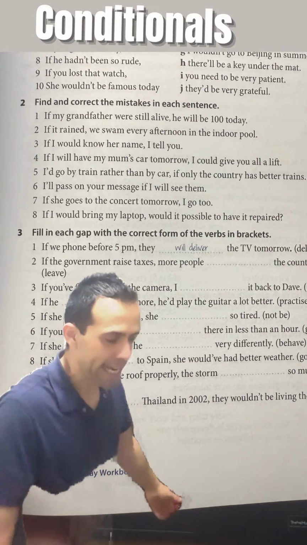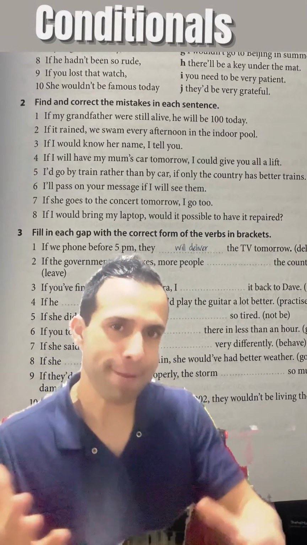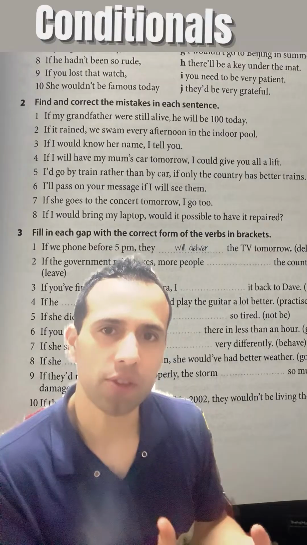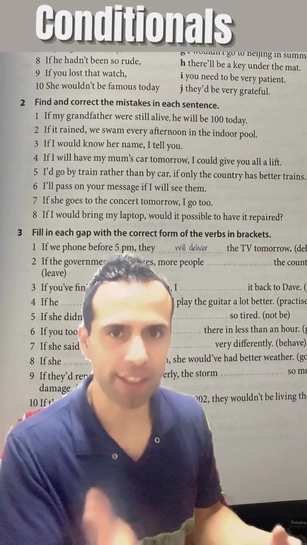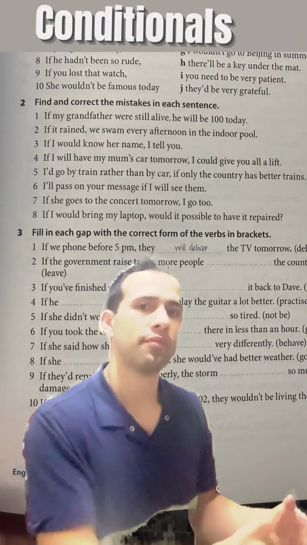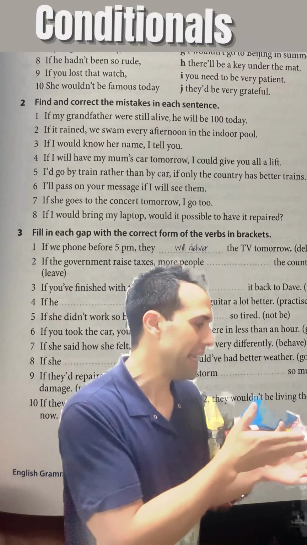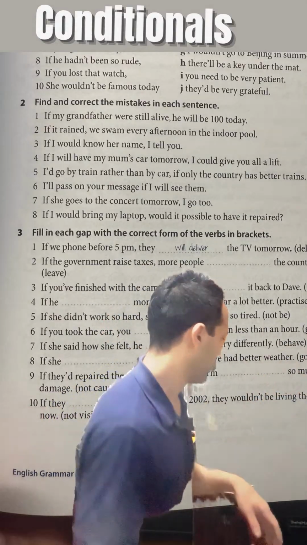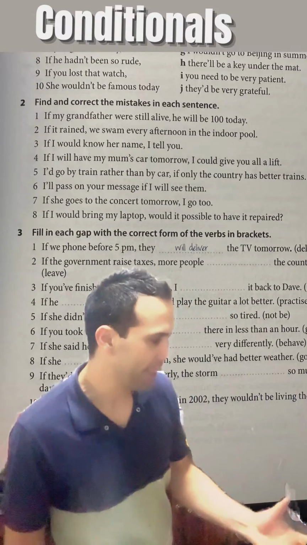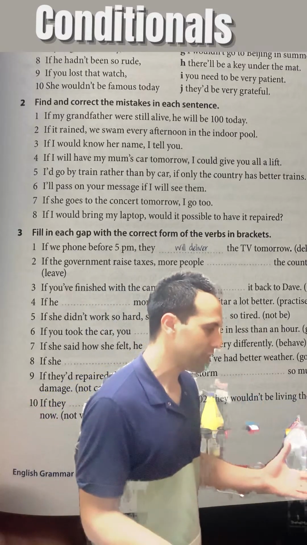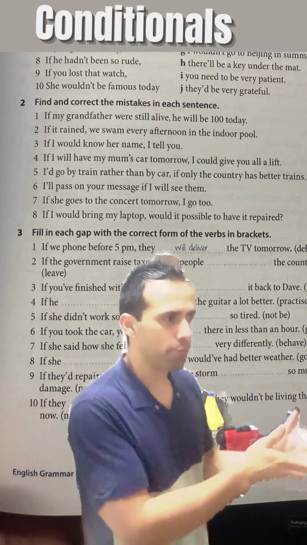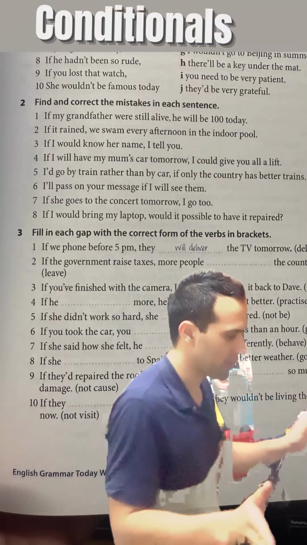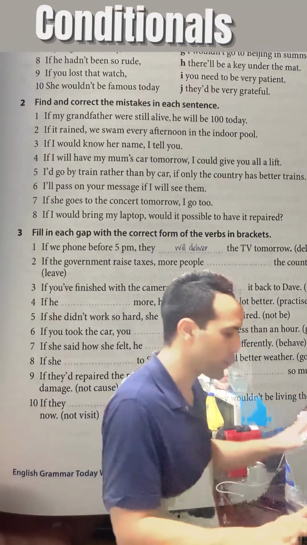In this case, we are clearly talking about something hypothetical, something not real, because this person's grandfather is not alive. He's died, right? He has passed away. So he's talking about a hypothetical situation, and so we need to say he would be 100 today. That's a hypothetical situation, not real.